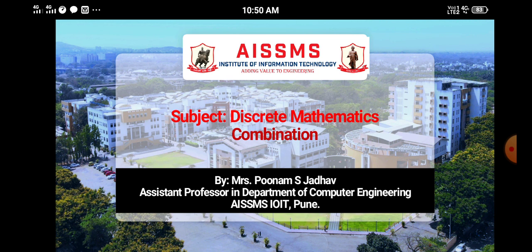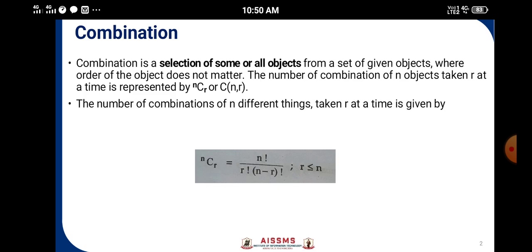Today we are going to see the topic combination, which comes under Counting Principles in Discrete Mathematics course. Combination. Combination is a selection of some or all objects from a set of given objects, where order of the object does not matter. The number of combinations of n objects taken r at a time is represented by nCr or C in the bracket n, r.